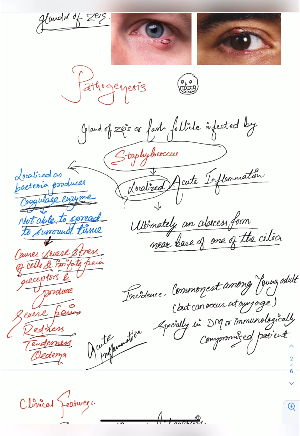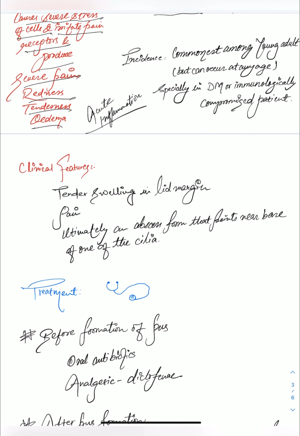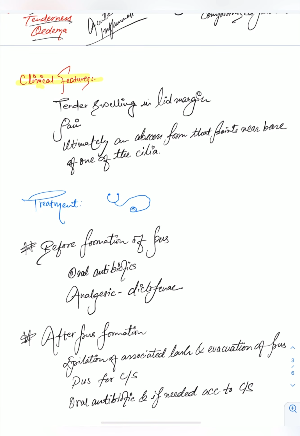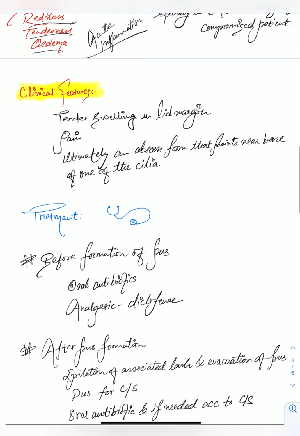Now we will come to incidence. Incidence is common amongst young adults but can occur at any age, especially in diabetes mellitus or immunocompromised patients. Now we'll know about the clinical features. Simply, the clinical features can be derived from the pathology. It occurs at the lid margin or base of the eyelashes, it's suppurative, it's painful and tender, and along with this there is abscess formation. So from this knowledge you can say the clinical features.